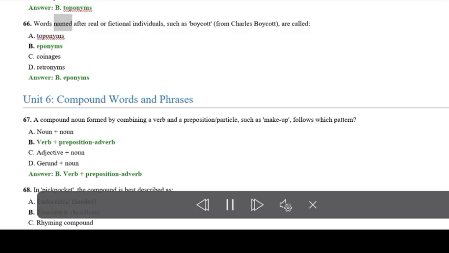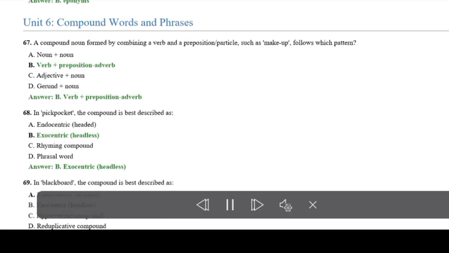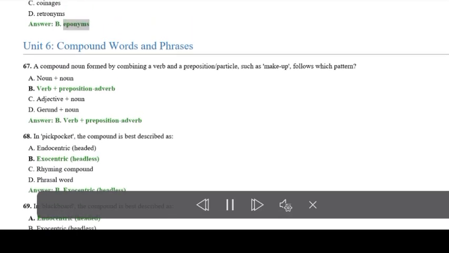66. Words named after real or fictional individuals, such as boycott, from Charles Boycott, are called A. Toponyms. B. Eponyms. C. Coinages. D. Retronyms. Answer, B. Eponyms.